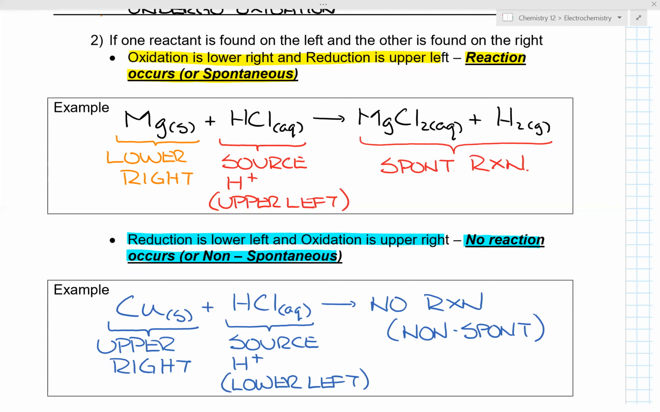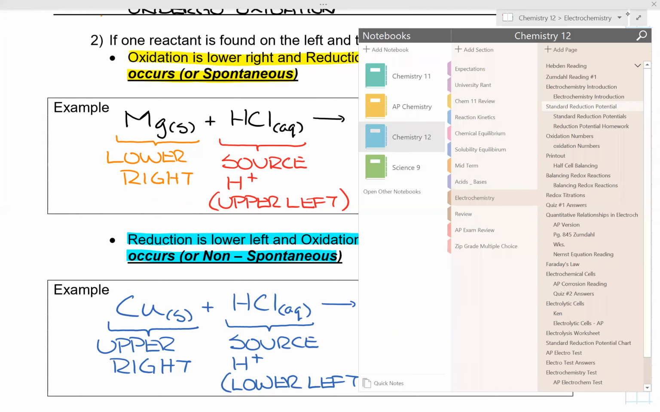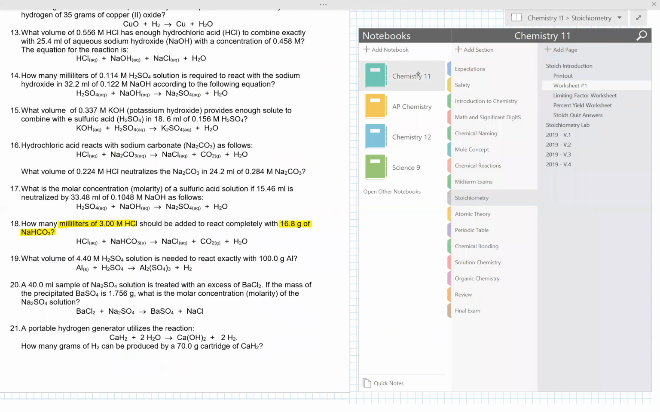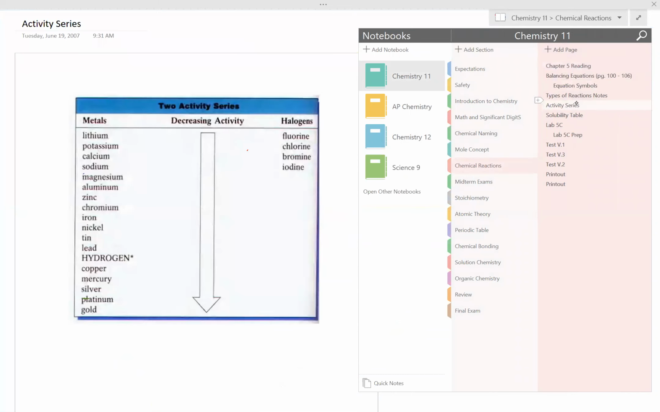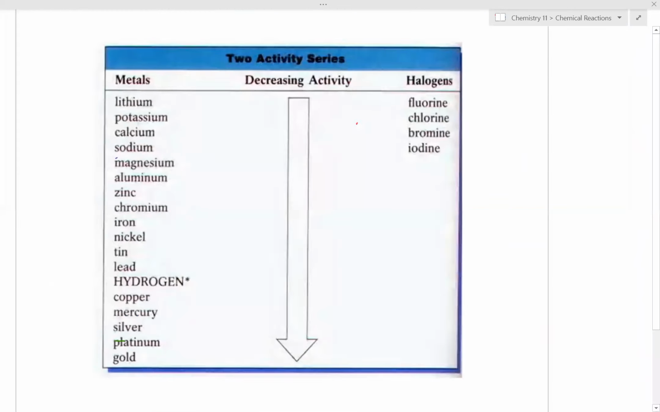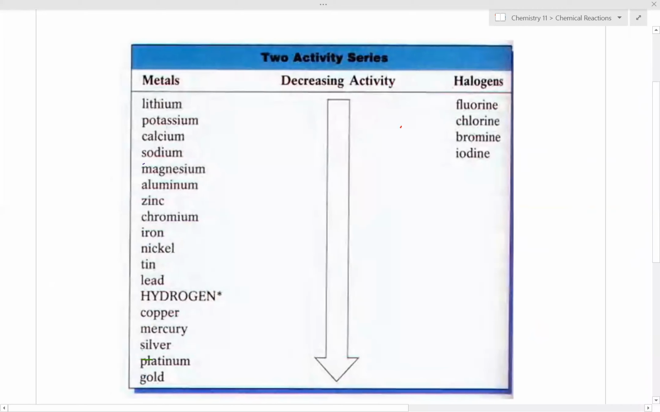Now, some of you may say, well, this is totally new to us. And the answer is no. You've actually seen this before. Notice I'm using single replacement reactions. Back in Chem 11, if you remember chemical reactions and we did single replacement, we talked about the activity series.